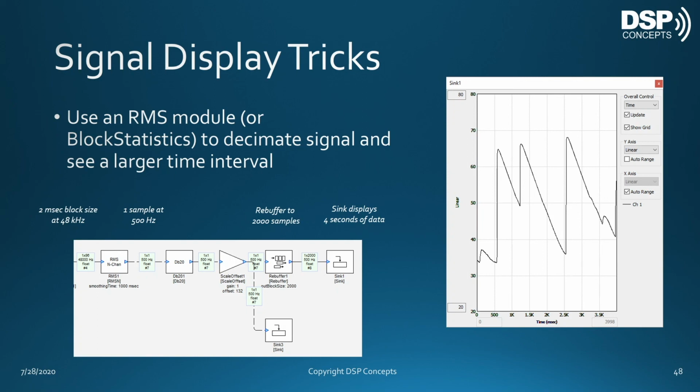And this is what you might do to compute the SPL value. So that offset of 132 is the microphone AOP that gets added. So this display will update and scroll in real time, and it'll show you 4 seconds of data.